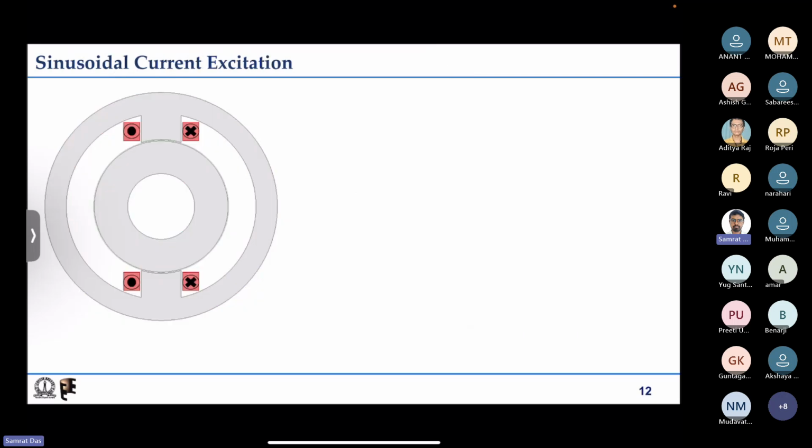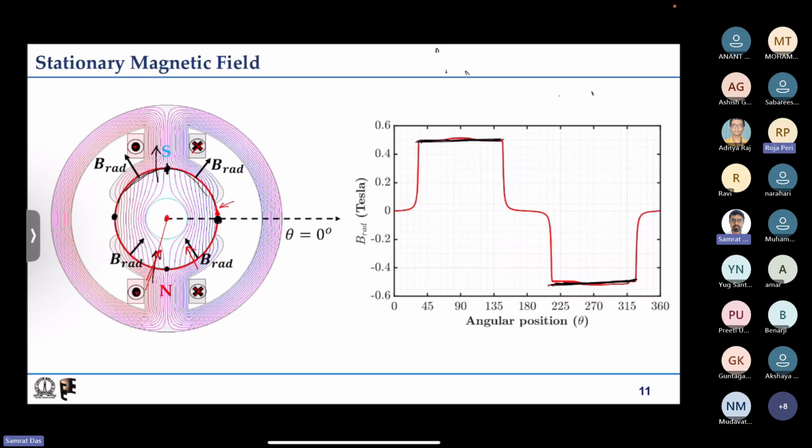Next question. So we are finding this B in the air gap, right? At each point on that red circle, are we seeing how much B is coming out tangentially? Is that what the plot says? No, it plots how much B is coming out radially at each point on the circle. That is correct. So this is the stationary magnetic field that you have realized already.